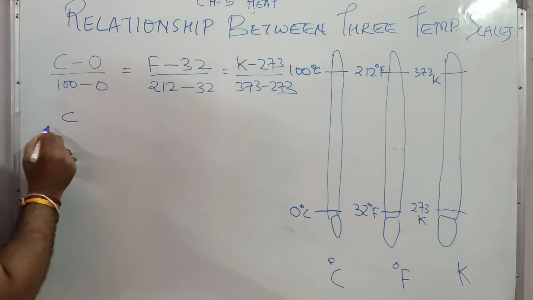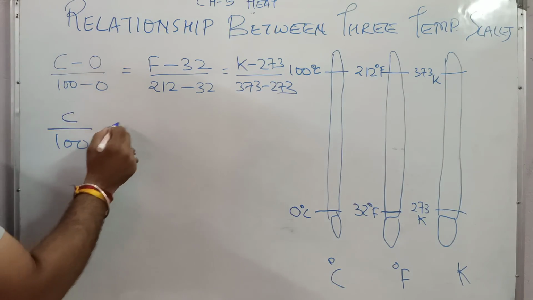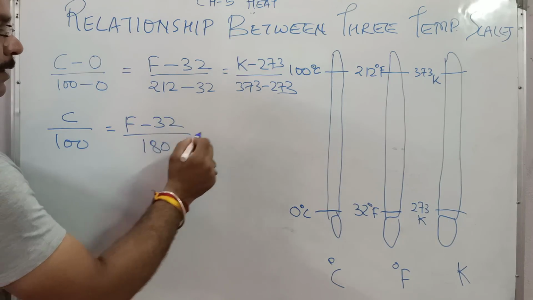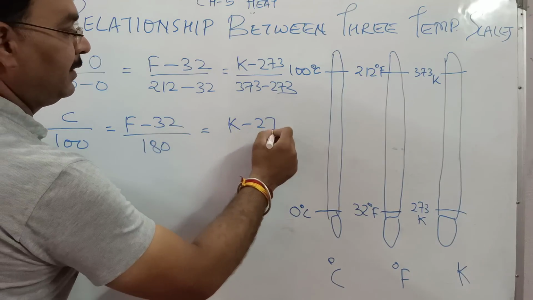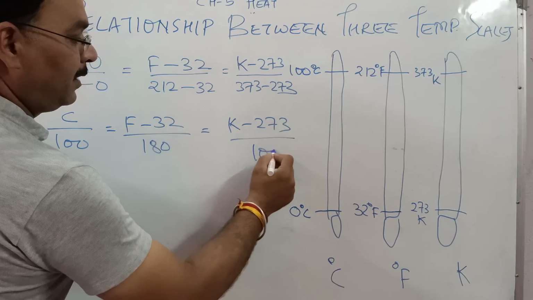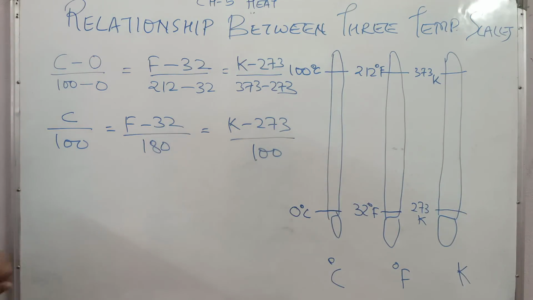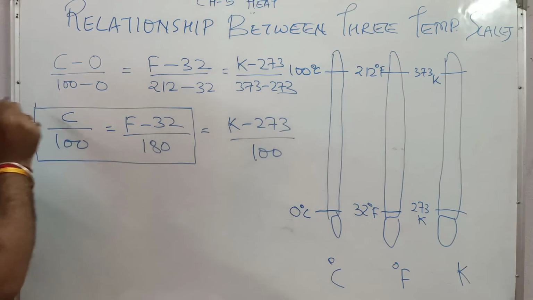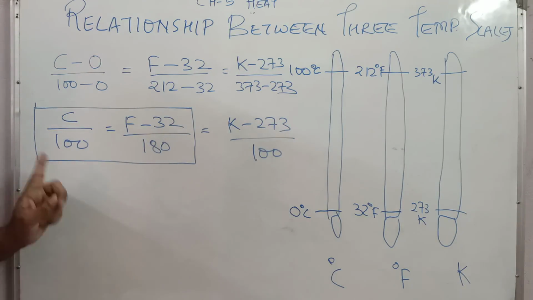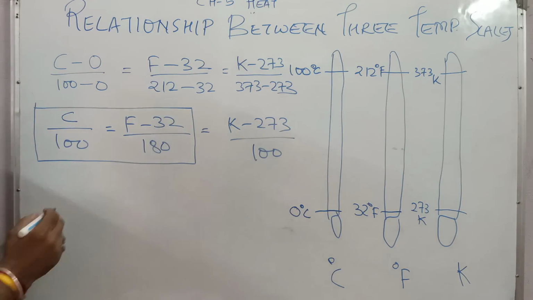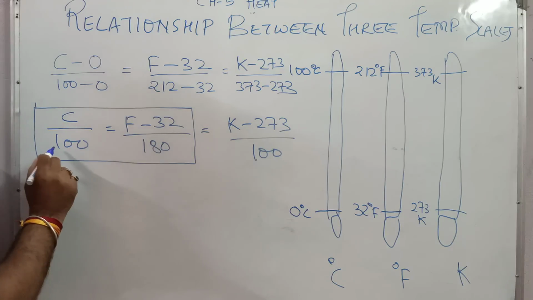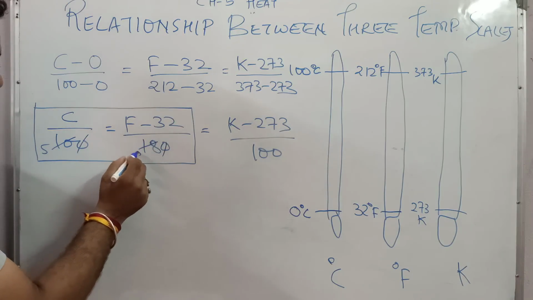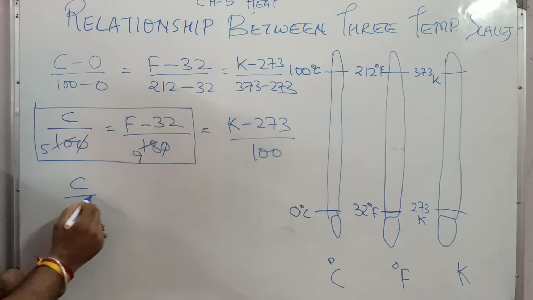Now on simplifying, we get C by 100 is equal to F minus 32 upon 180 is equal to K minus 273 upon 100. So if we compare these two first, we can easily cancel out the 0s, 2 5s are 10, 2 9s are 18. So we get a relationship between them.